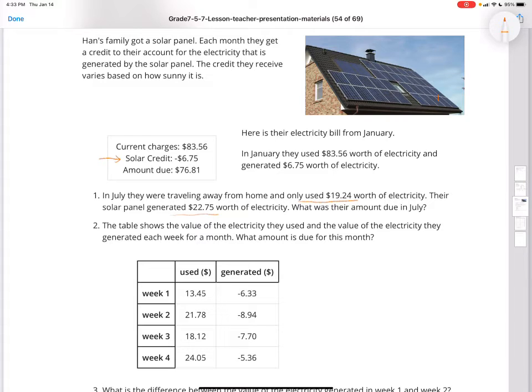So here we go. If I had to write down an expression or equation, it would be $19.24, and since the solar panel generated $22.75, that's going to be a negative $22.75 because remember, that's the credit. If you notice, this is more than 19, so you know that you're going to have some money left over. Negative 22.75 is the number with the greatest absolute value, so therefore our answer would be negative.